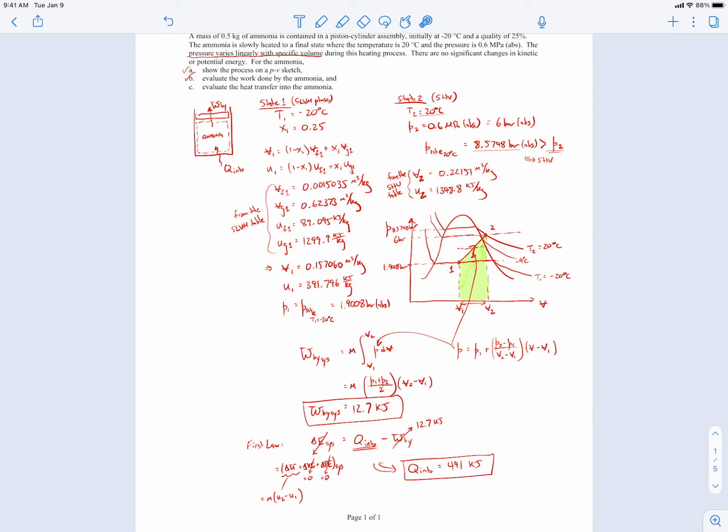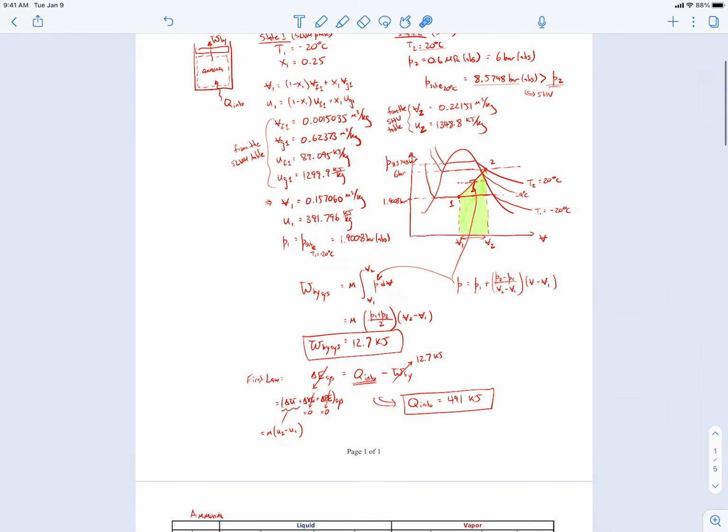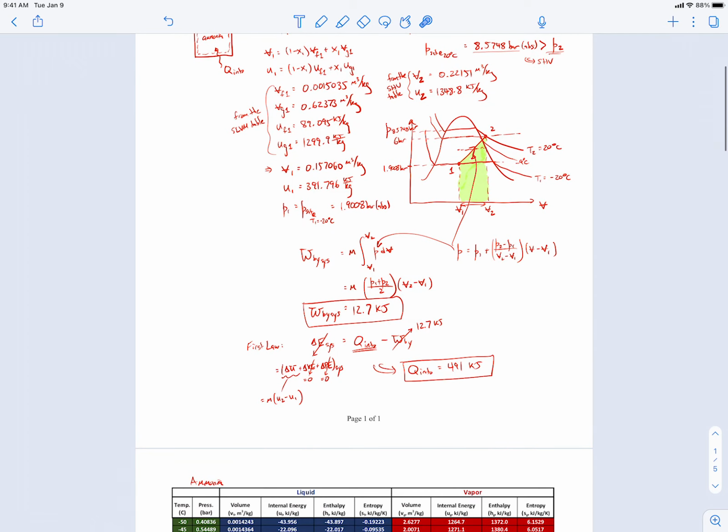For state 2, probably the tricky bit there is to recognize that we're working with a superheated vapor, and the key to that was noticing that the saturation pressure corresponding to the 20 degrees C is larger than the pressure we're given. So that means that the material, the ammonia, would be in a superheated vapor phase. And then we had to use the correct table for that. Sketching it on a PV plot, hopefully you're comfortable with that, getting the correct isotherms and showing where the states are. The path from 1 to 2 we were given as being linear. We made use of that in calculating the work.